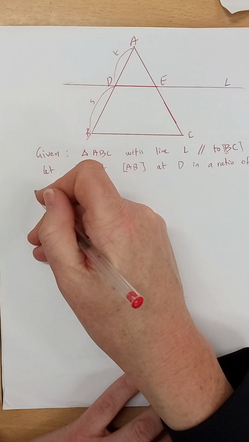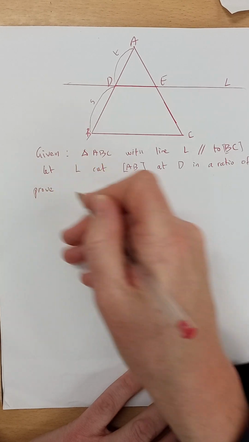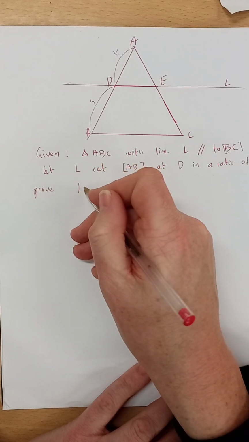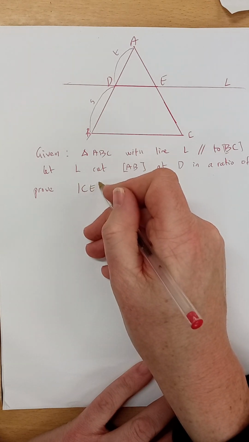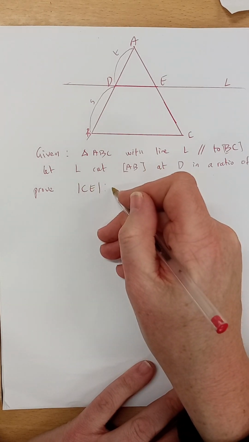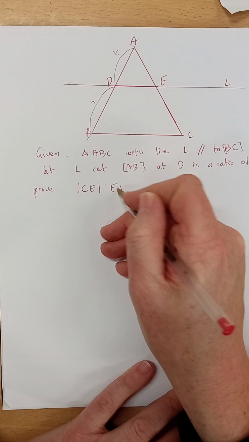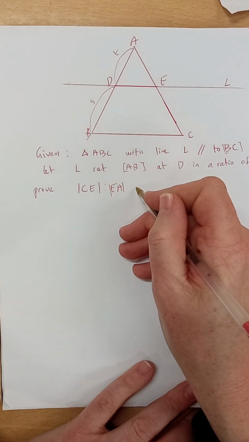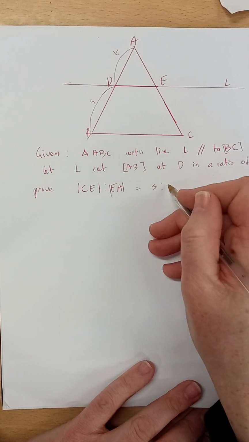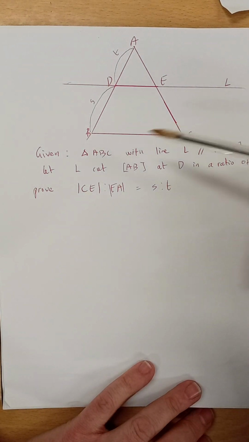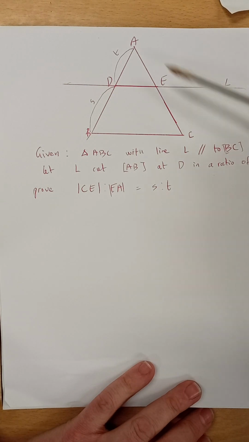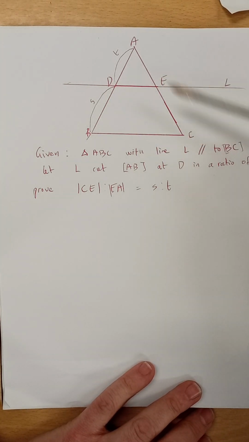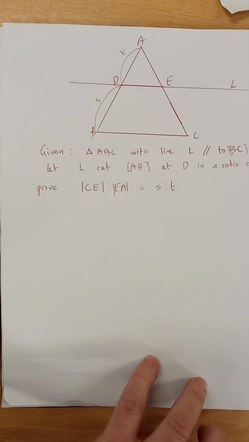So what we want to prove is that the ratio of the length of CE to EA is the same as the ratio on the other side. In other words, if that's 5:4, this is broken up into 5:4 as well. Doesn't mean it is 5:4, but it's broken up in the ratio of 5:4. Okay, so that's what we're trying to prove.